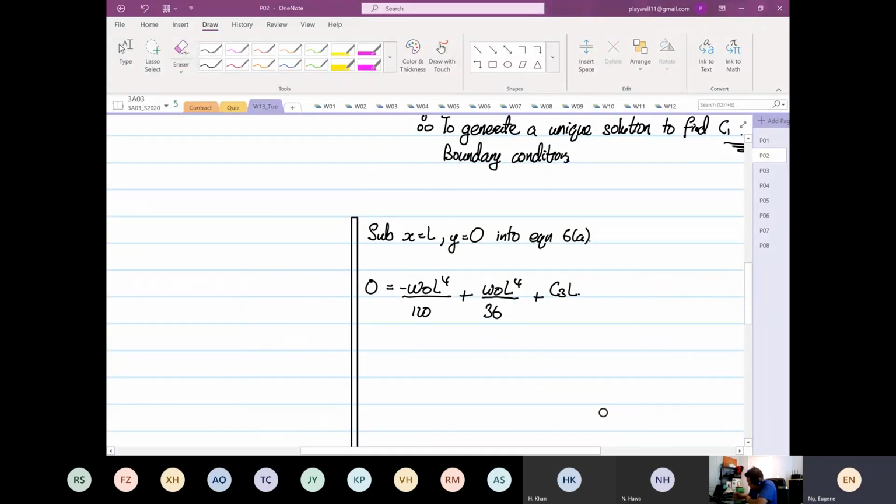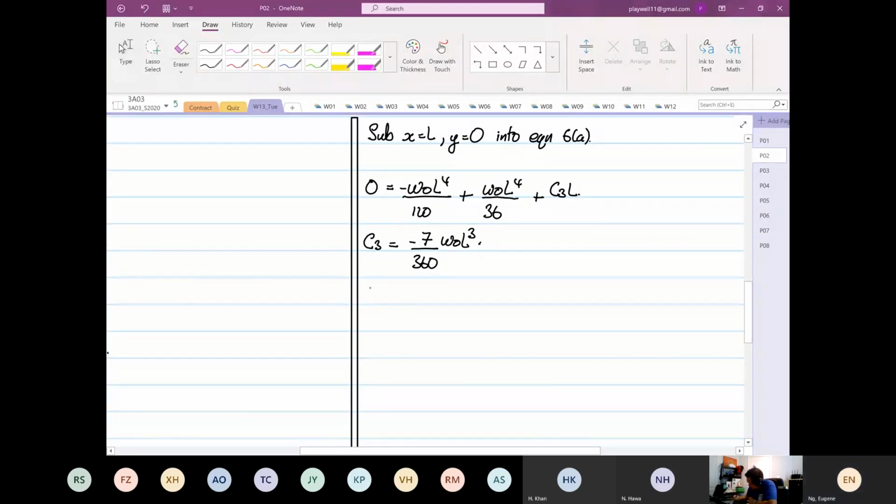So C3 is equal to 1 over 120 minus 1 over 36, which is equal to minus 7 over 360 omega naught L cube. Because C3L has L on the left hand side, L to the power 4, you bring it down, C3 is L cube. So therefore, once you have this, voila.